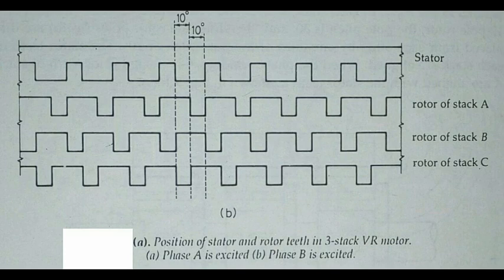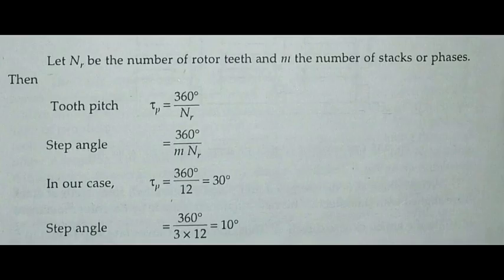one rotor tooth pitch. Let NR be the number of rotor teeth and M the number of stacks or phases. Then tooth pitch tau P is equal to 360 degrees upon NR. Step angle is equal to 360 degrees upon M into NR. In our case, tau P is equal to 360 degrees upon 12, which is 30 degrees, and step angle is equal to 360 degrees upon 3 into 12, which is 10 degrees.